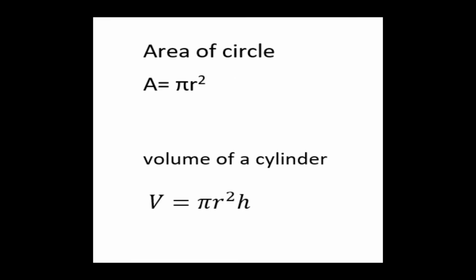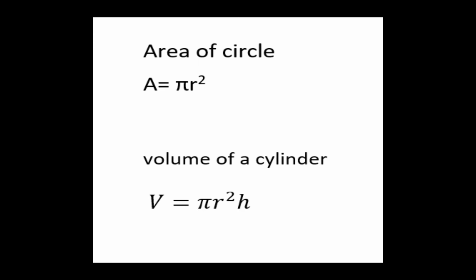It's Steve again. Today we're going to learn about formulas and variation, but first we're going to learn about changing the formulas by change of subject. For example, we know that the area of a circle is equal to pi r squared. We know the volume of a cylinder is equal to pi r squared h.